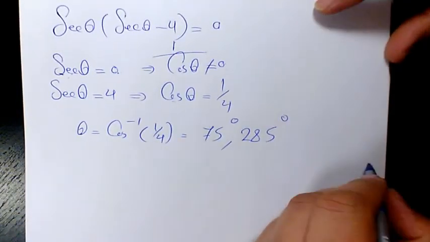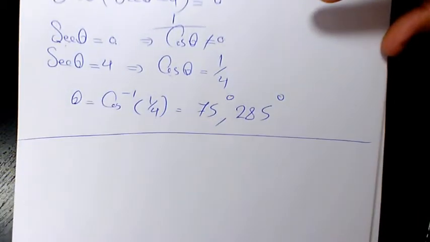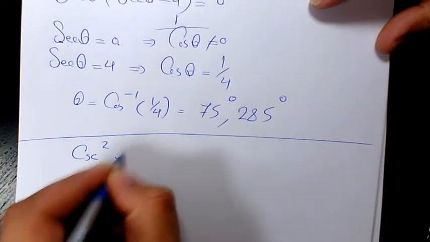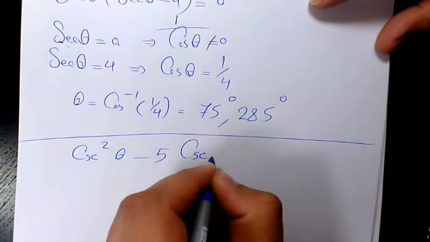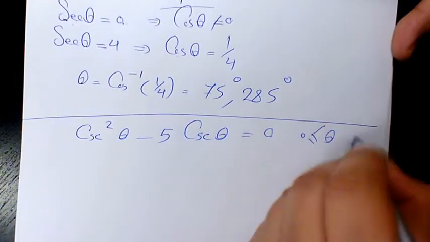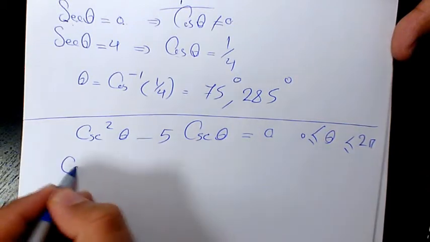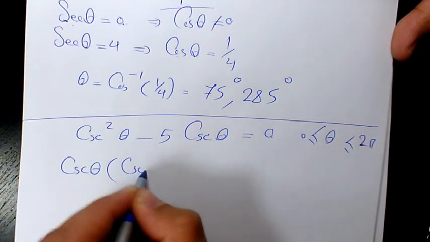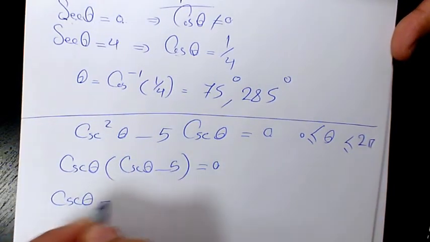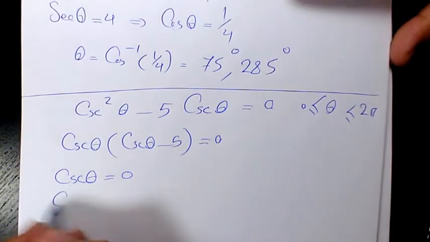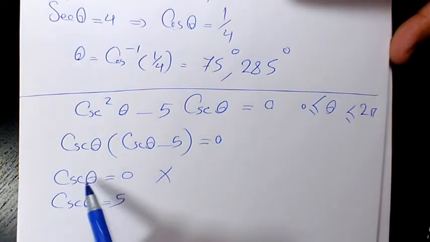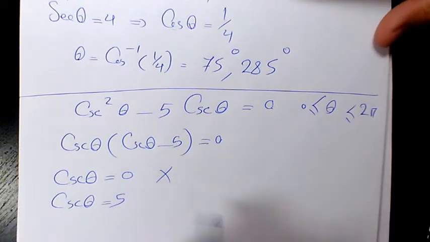Next one, we have cosecant squared theta minus 5 cosecant theta equals 0. Again, theta is changing from 0 to 2 pi. We factor cosecant theta, so it's cosecant theta times cosecant theta minus 5 equals 0. So we have two answers, cosecant equals 0 or cosecant equals 5. This one has no answer because cosecant is 1 over sine and that cannot be 0.